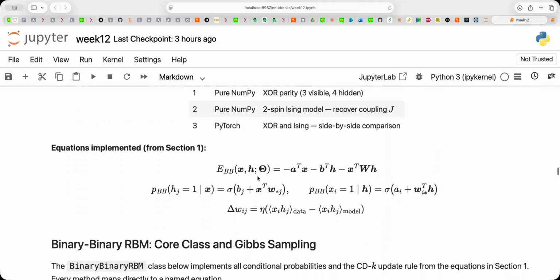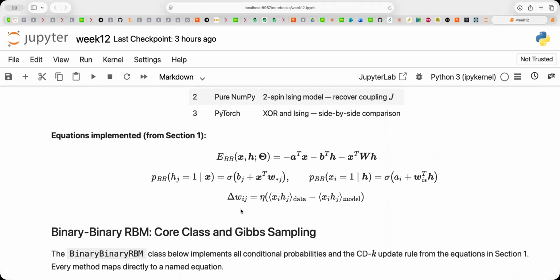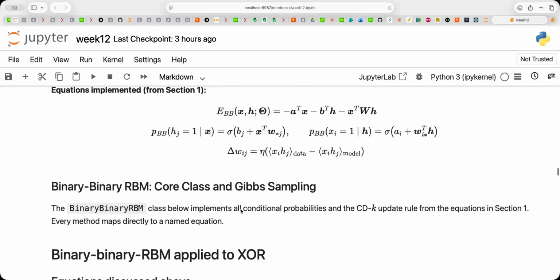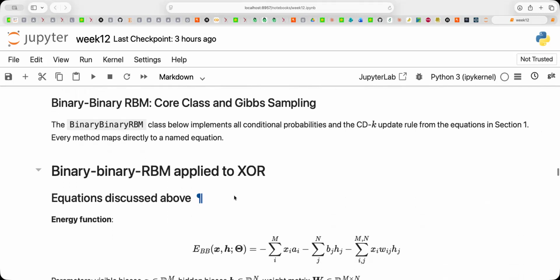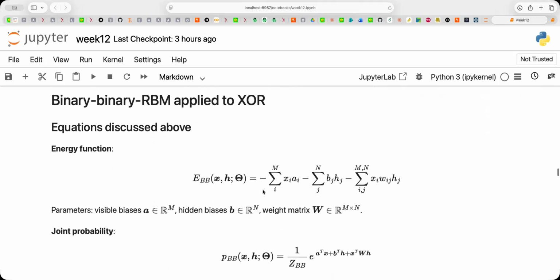So the equations, this is the Boltzmann machine. These are the two probabilities, the marginal ones. And 0 is just 1 minus this one, and the same here. And typically these are the derivatives for the weights, and I have similar ones for the other ones. It contains Gibbs sampling, and it's applied to the XOR data. So we are doing this one.